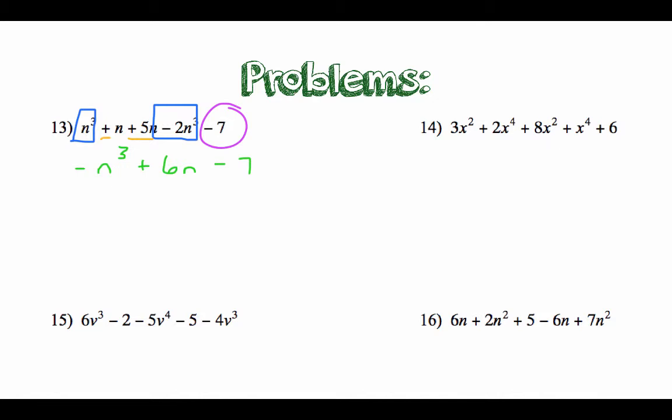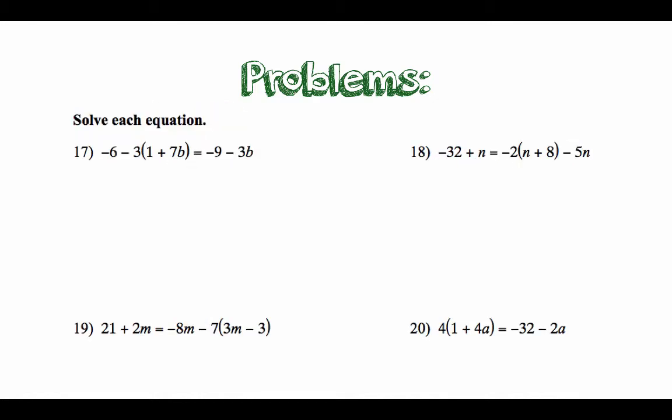For example, when I look at this one, here are my like terms. I have a 3x squared plus 8x squared, which is going to give me 11x squared. And I have a 2x to the fourth power plus an x to the fourth power, which is 3x to the fourth power, and then I'll bring down the 6. And I'm done. So nothing too difficult there today.